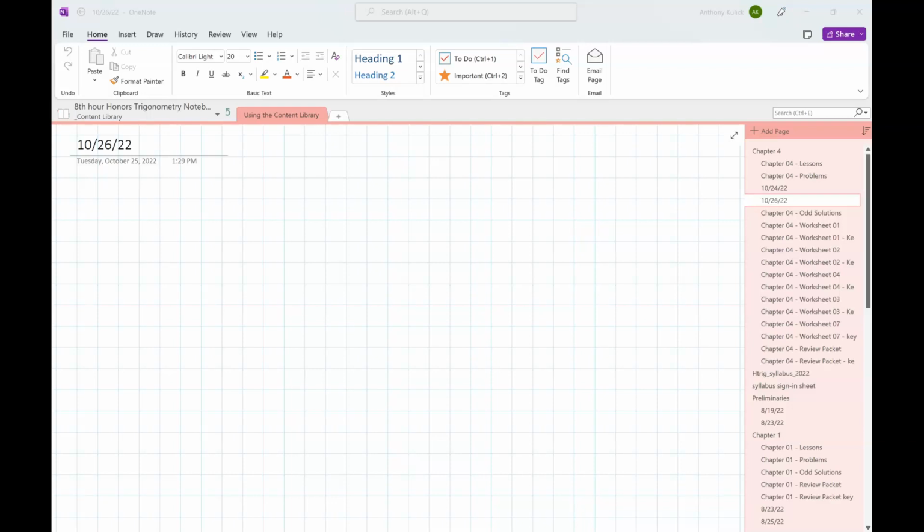About section 4.1. I assigned a whole bunch of stuff. Is there anything you guys want to talk about here?